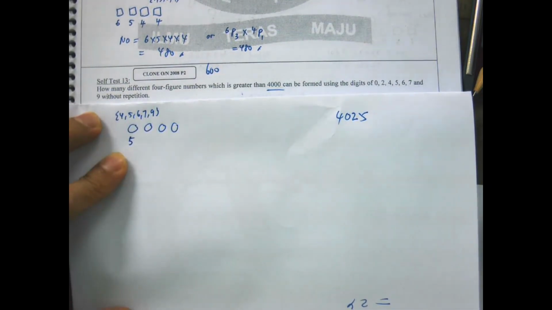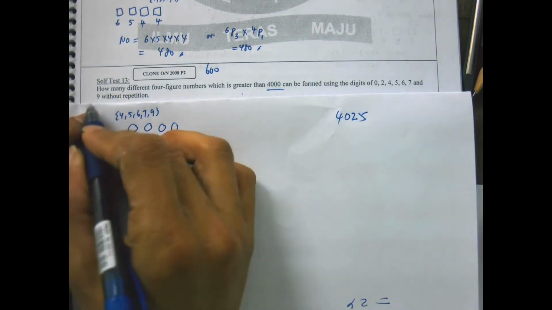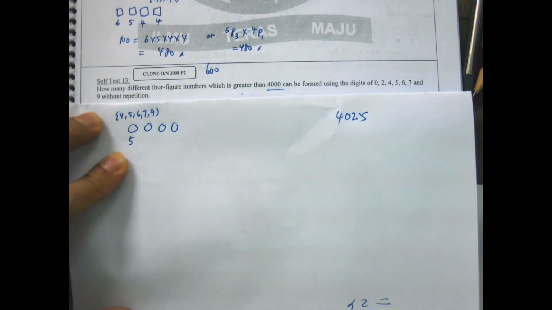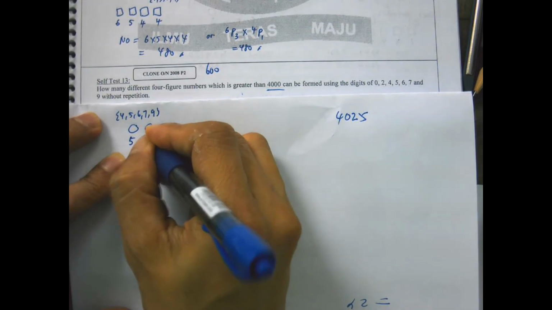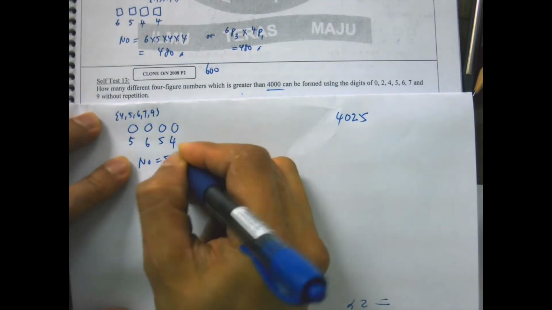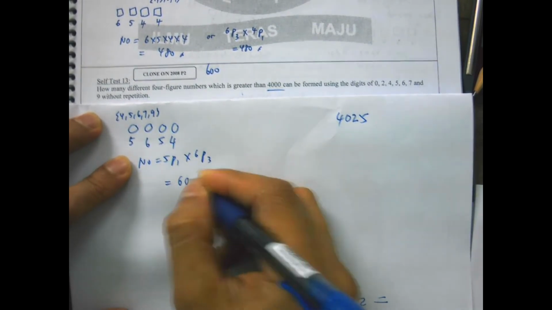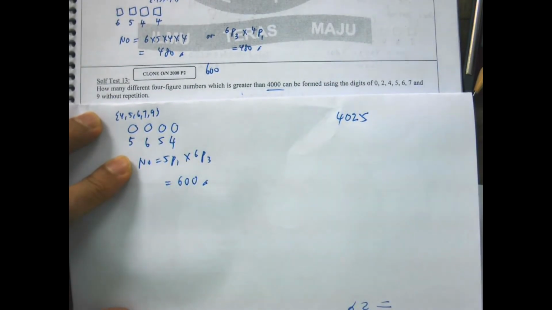So there are 5 ways here. Now, how many digits do I have? 1, 2, 3, 4, 5, 6, 7. I've taken 1 out, left with 6, 5, and 4. So the number of ways you can write is 5p1 times 6p3. But you can't put 0 in the last. Can I? Oh yeah, you can. I just cannot start with 0.